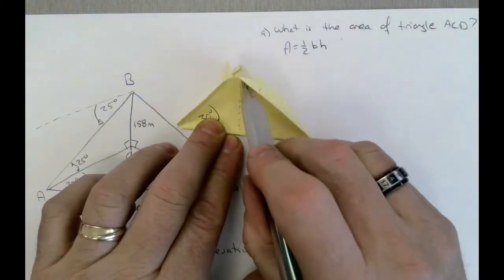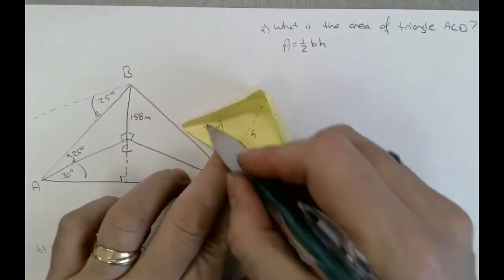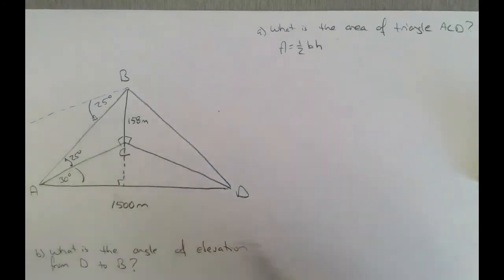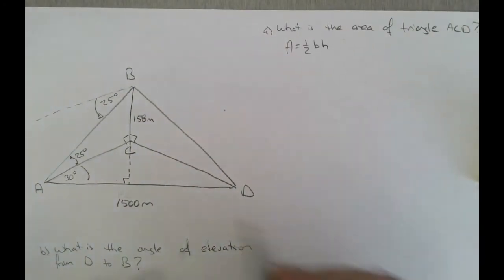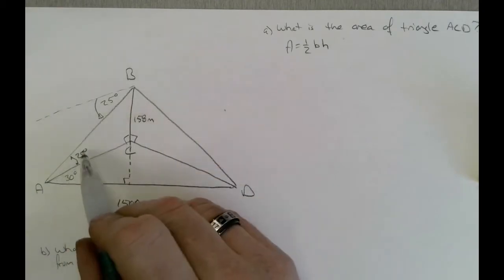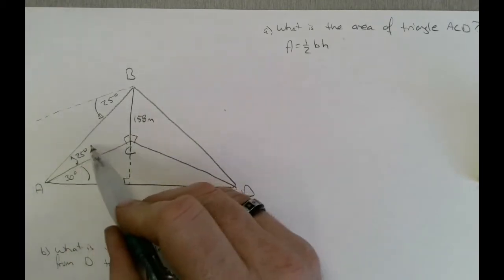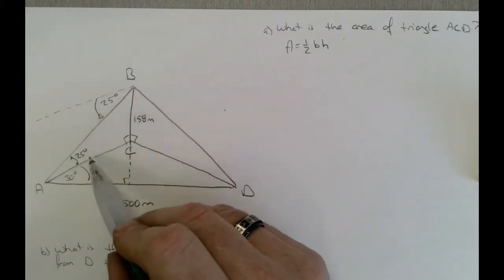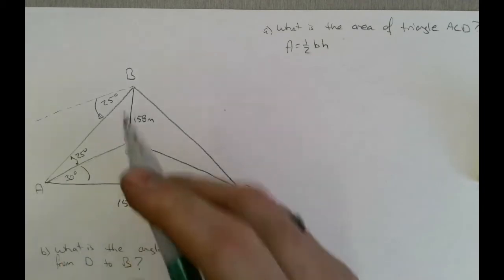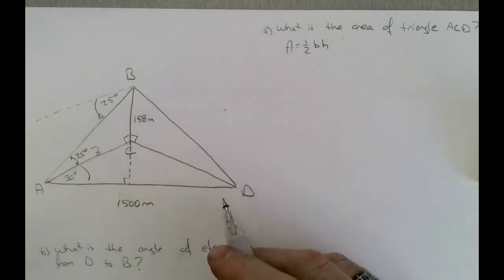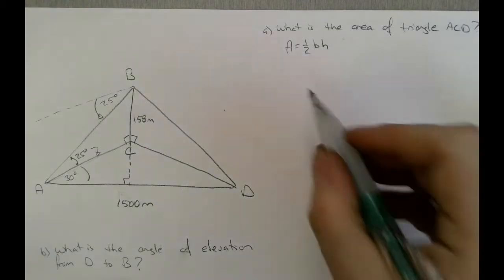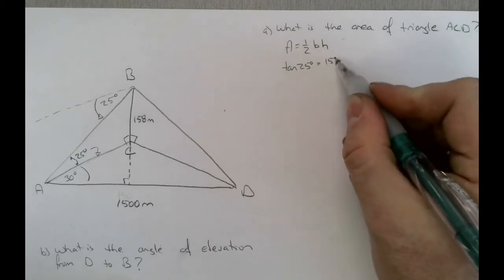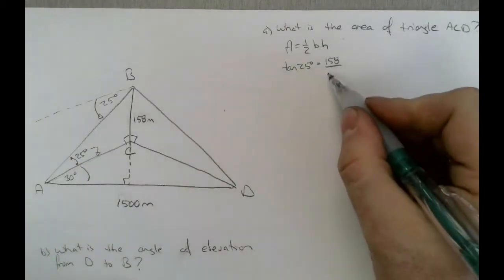Now, I know the height of the tower right there, and I know this angle right here. What that's going to allow me to do is to figure out this side length here, AC. And the way I'm going to do that is I'm going to use trigonometry. I have my angle right here. This 158 is going to be the opposite side to that angle. And this side right here, this AC, that is the adjacent. So the trig function that I'm going to use here is tangent. The tangent of 25 degrees is going to equal 158, what's opposite, over the adjacent AC.